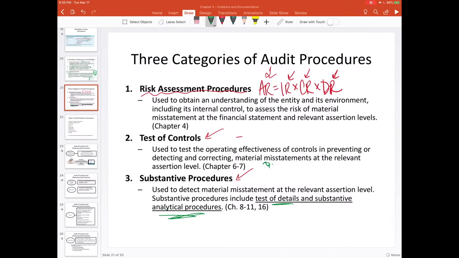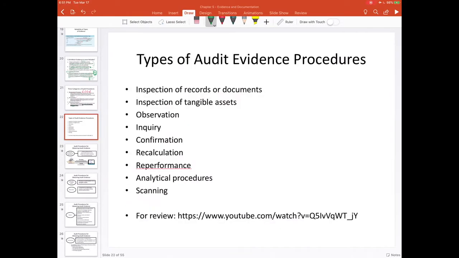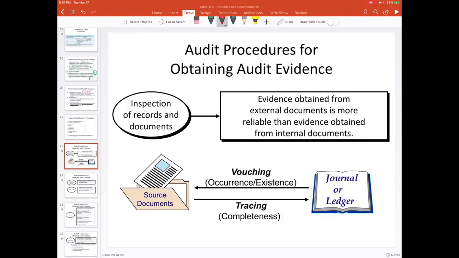So for both TOC and substantive procedures, the way I gather evidence for both of these is going to be with all these different types of audit evidence procedures. So in terms of inspection of records and documents, it's exactly what it sounds like, right? It's just the auditor inspecting records and documents. The main thing I want to point out here is these 2 terms, vouching and tracing. These are terms that actually pop up a lot in test questions, CPA questions, etc.